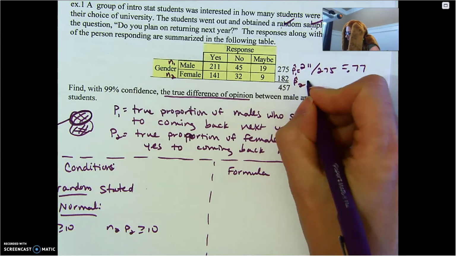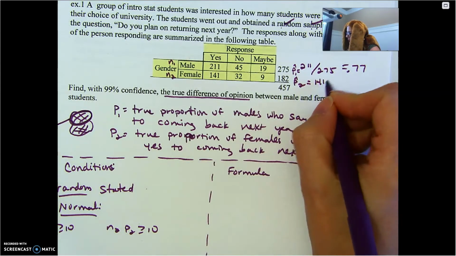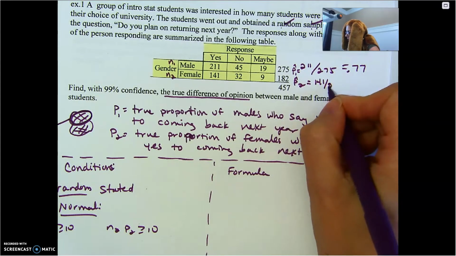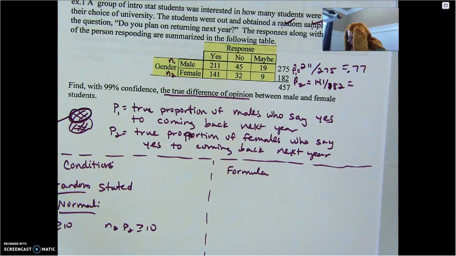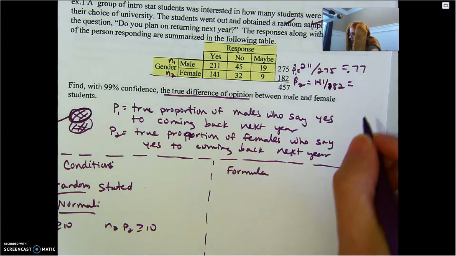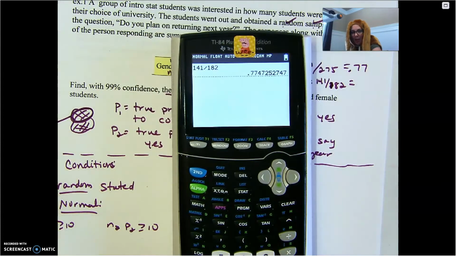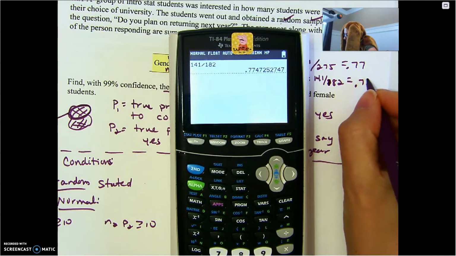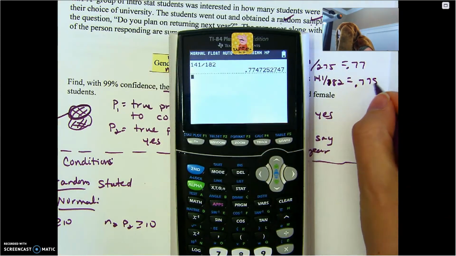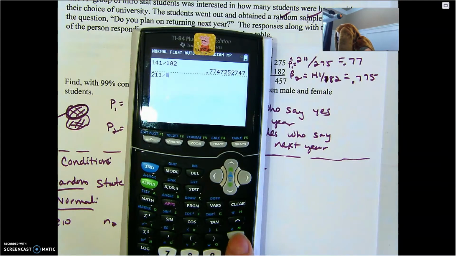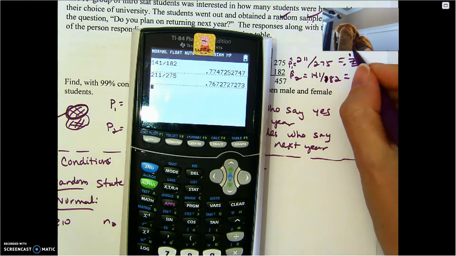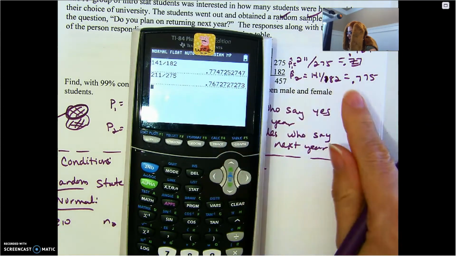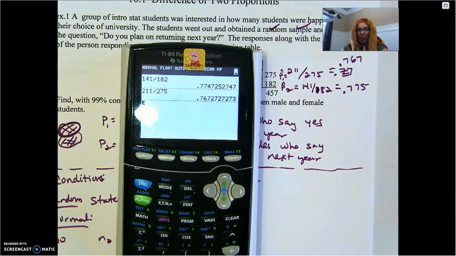Our second sample was the ladies, 141 out of 182 said, yes, I'm going to come back next year. I love it here. This is such a great university. So that's also 0.77. So now I'm questioning my life. I probably need more decimals. So I'm going to say 0.775. And let me type in the guys again. Okay, so we'll do 0.767 versus 0.775. Yeah, we don't want to round too soon because then, issues.